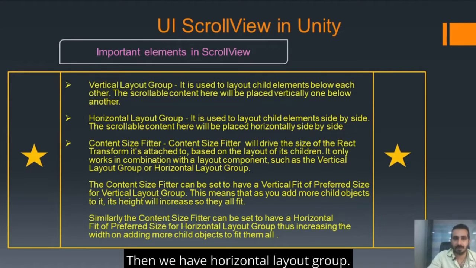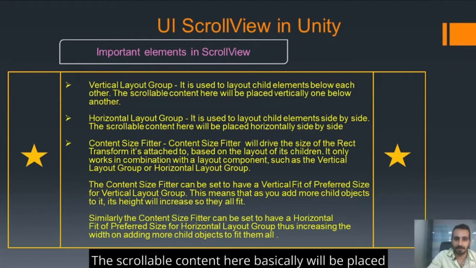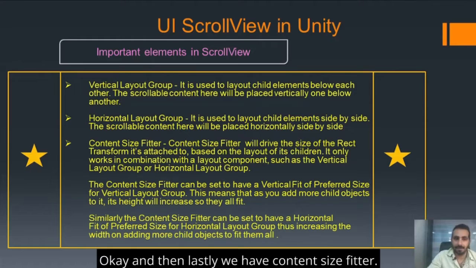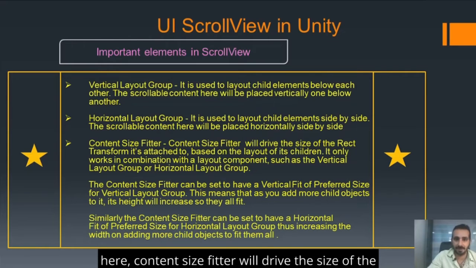Then we have horizontal layout group. Horizontal layout group is used to lay out child elements side by side. The scrollable content here basically will be placed horizontally side by side. Okay, and then lastly we have content size fitter. What is content size fitter? The most important aspect here.